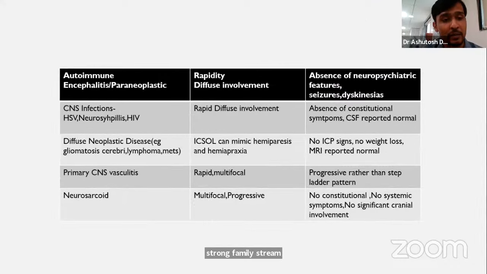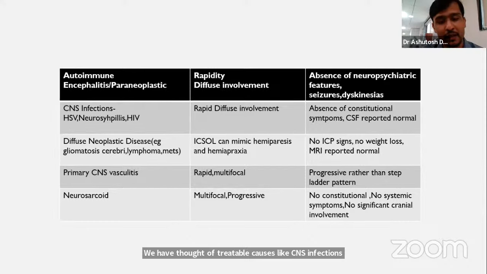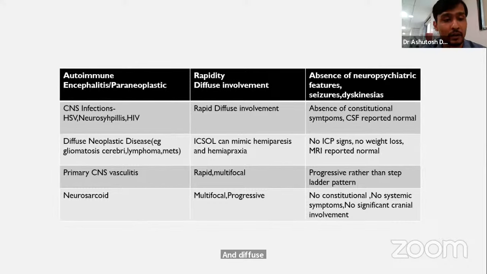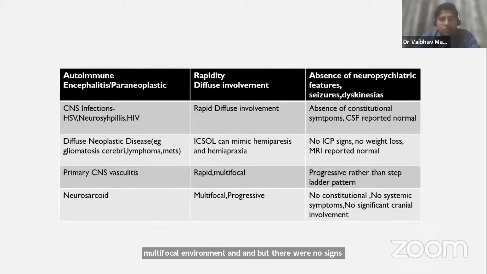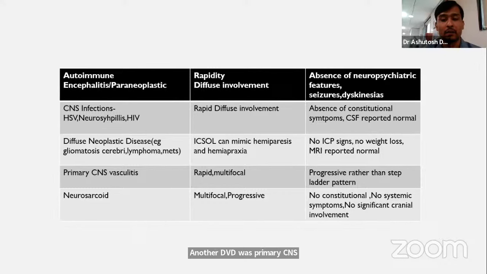We had thought of treatable causes like CNS infections such as herpes simplex, neurosyphilis, HIV, and fungal infections because of the diffuse involvement. However, there was absence of constitutional symptoms and the CSF, which was done earlier, was reported normal. Diffuse neoplastic disease can also present with multifocal involvement, but there were no signs of raised ICP or weight loss, and the MRI was reported normal earlier. Another differential was primary CNS vasculitis because of rapid and multifocal involvement, but our patient had a progressive rather than step-ladder pattern. Another differential we had kept was neurosarcoid because of multifocal involvement and progression, but there were no systemic symptoms and no significant cranial involvement.